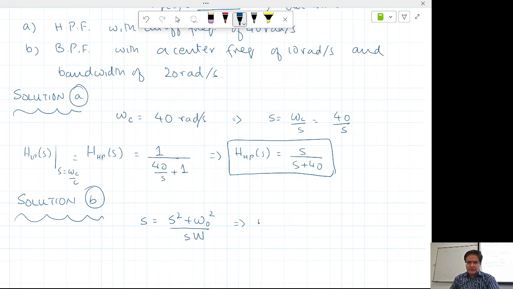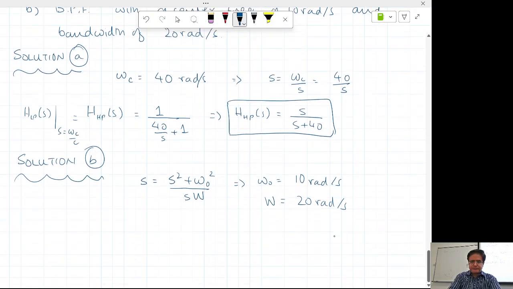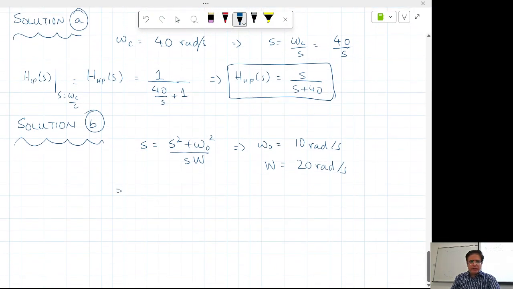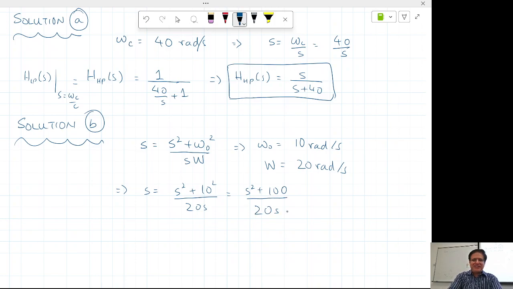And in this case, what is omega naught here? It's the center frequency, right? 10 radians per second. This is 10 radians per second, and W, the bandwidth, is 20 radians per second. That means all I need to do is replace S with S squared plus 10 squared over 20S. What is 10 squared? Yes, 100. Okay, so it's this one, right?